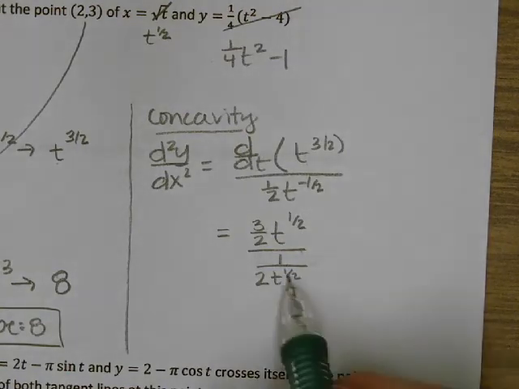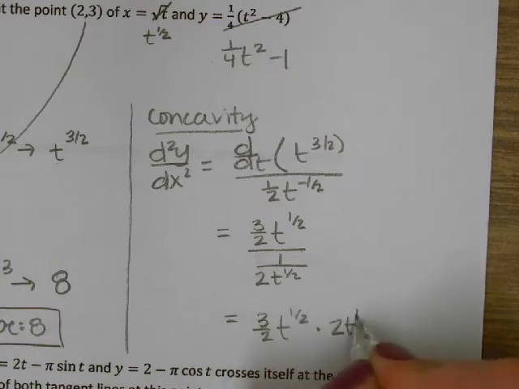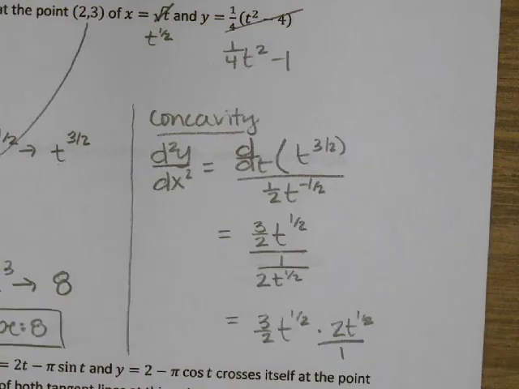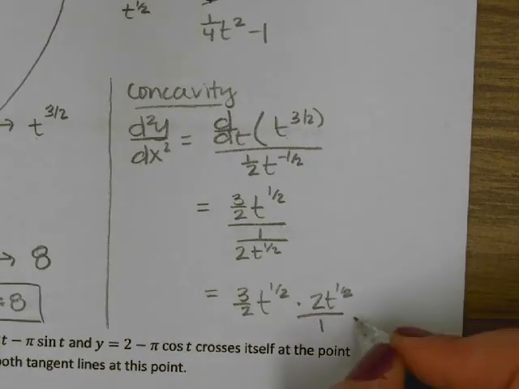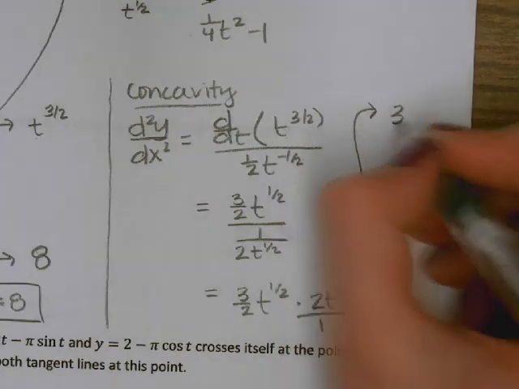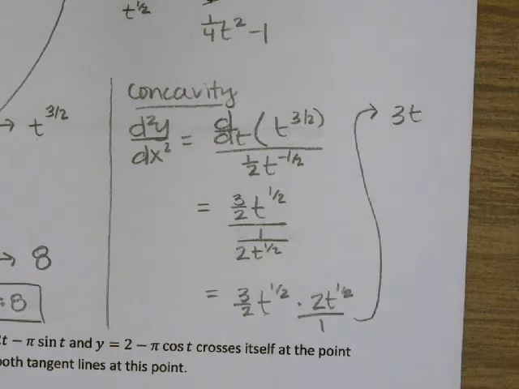All right, now I can go ahead and flip this up. So 3/2 times 2 is just 3. t to the 1/2 times t to the 1/2 is t to the 1. So that means our second derivative is 3t.